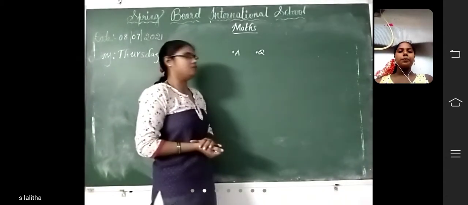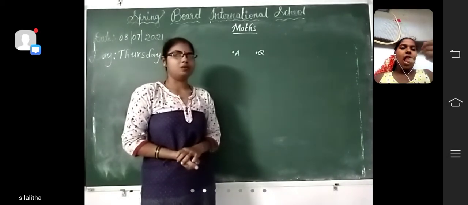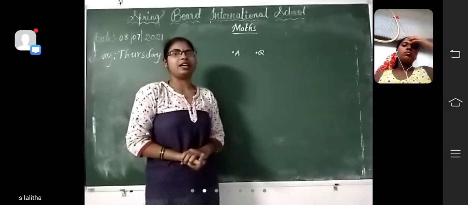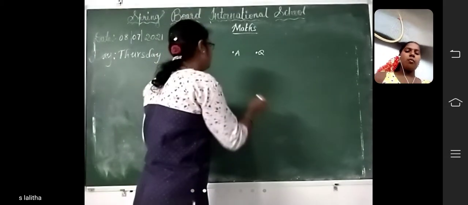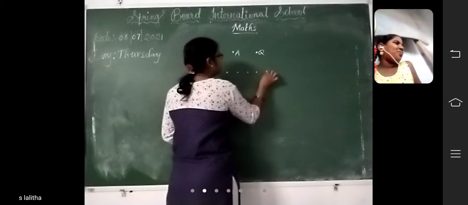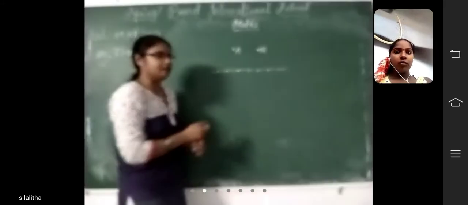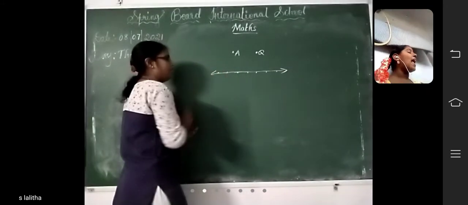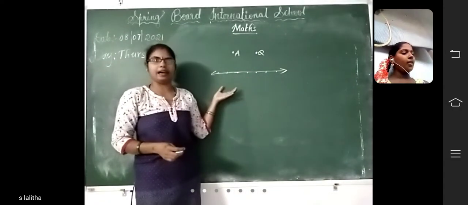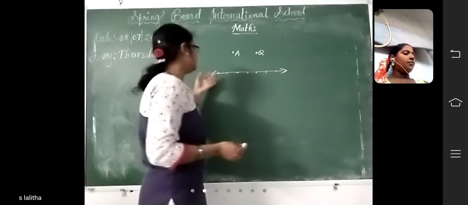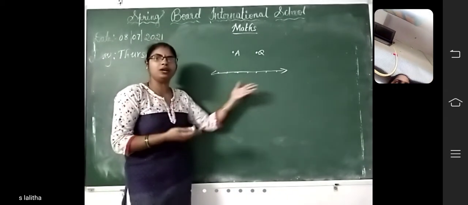And next topic is line. What is called a line, children? When an infinite number of points are joined together, they form a line. Suppose I take some points. Now I am joining the points. It forms a line. A line has neither a starting point nor an ending point.